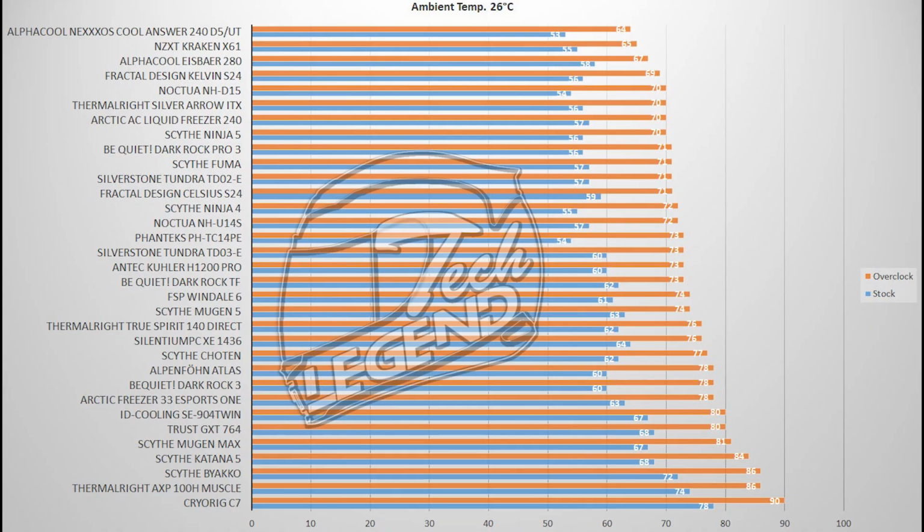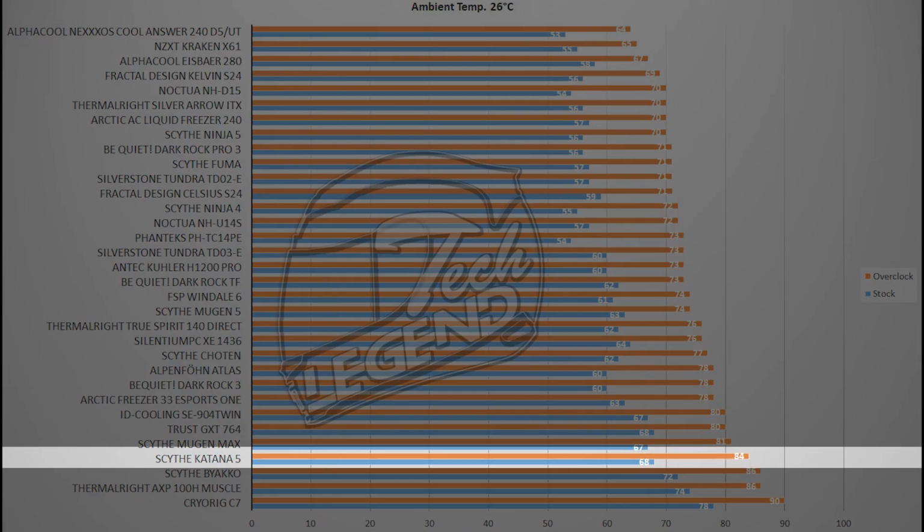And with the testing, the Katana 5 is right where it should be, given its price and construction, reaching 84 degrees Celsius on a 4.5 GHz overclocked Skylake i5. This of course is done under extreme load conditions using a synthetic benchmark such as Intel Burn Test. The temperatures when gaming might be lower.